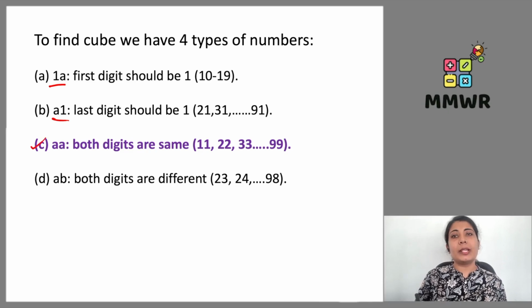In today's class, we'll be discussing how to find the cube of a number of the type aa, that means both the digits are the same. That means 11, 22, 33, 44, 55, likewise till 99. So we will be looking at these types of numbers as well.